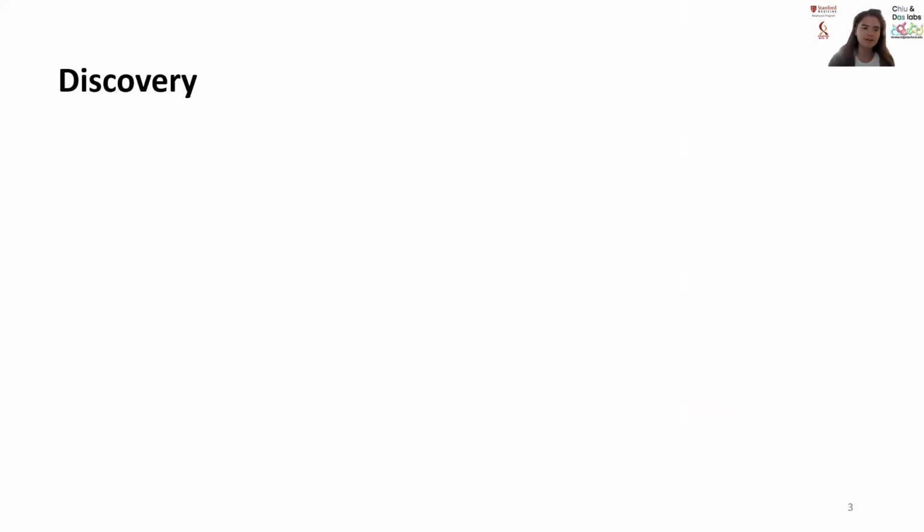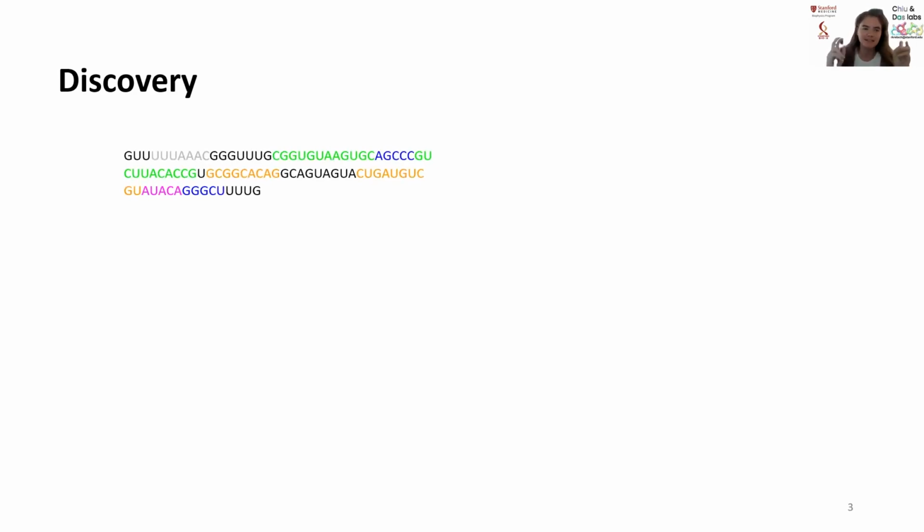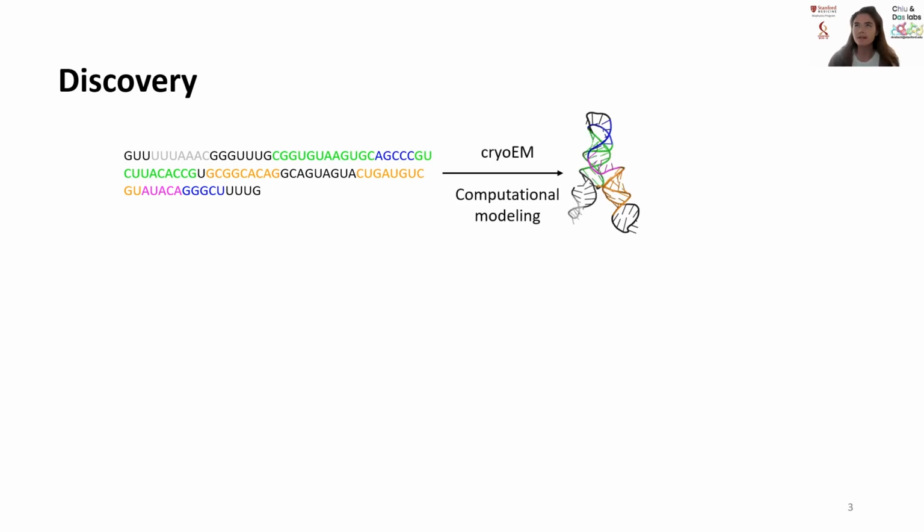So just to start, I wanted to lay out my perspective so you know where I come from. I do mostly, I'd say, discovery work. That means I have some sort of natural sequence, and then I want to solve the 3D structure. For me, this is done with cryo-EM or computational modeling. So that's the direction I take it in. But then there's the design problem, which is what Eterna has classically been focused on.